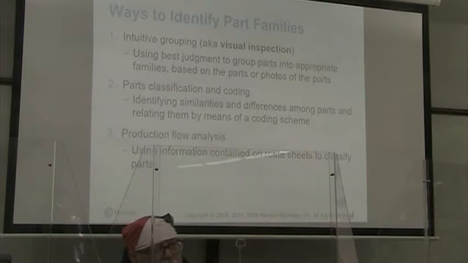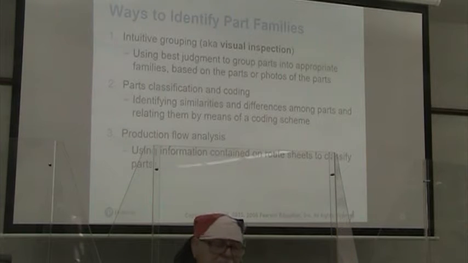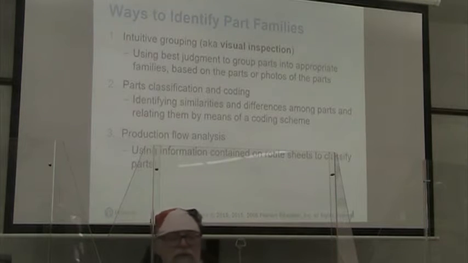All right, so how do we identify part families? Well, one way would be intuitive grouping. These parts look kind of alike, so we put them together. Or visual inspection, as it were. So in this case, we use our best judgment to group the parts into the appropriate families based on looking at the parts or looking at photos of the parts.